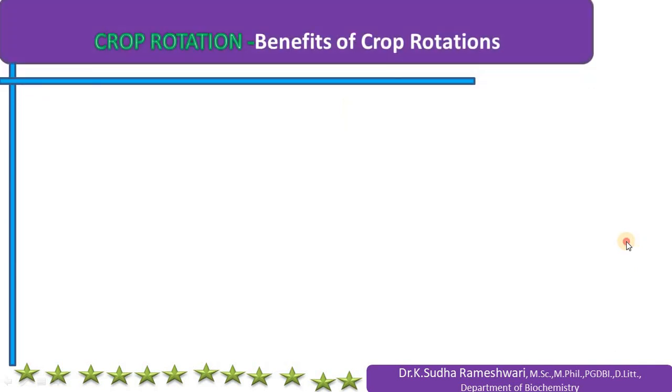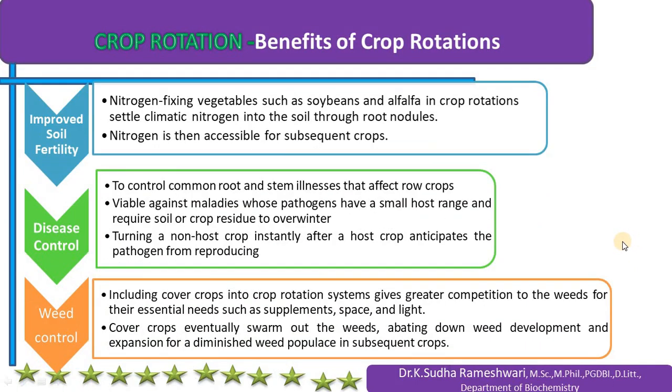So let's see about the benefits of crop rotation. A well outlined crop rotation makes land both more beneficial and more ecologically maintainable. It improves the economic viability of a farm by increasing efficiency while decreasing chemical input cost. The key benefits of crop rotation are improved soil fertility, disease control, weed control, erosion control, increased biodiversity and increased yields. Let's see them one by one.